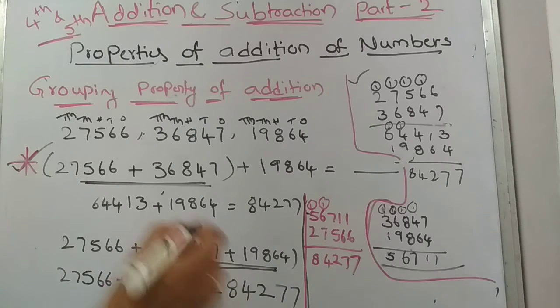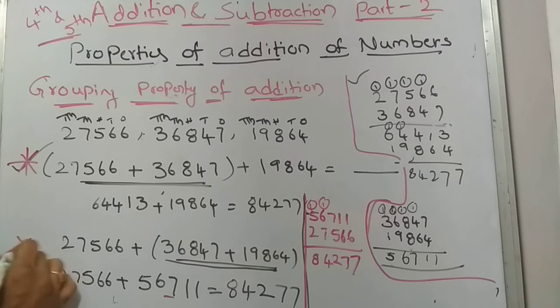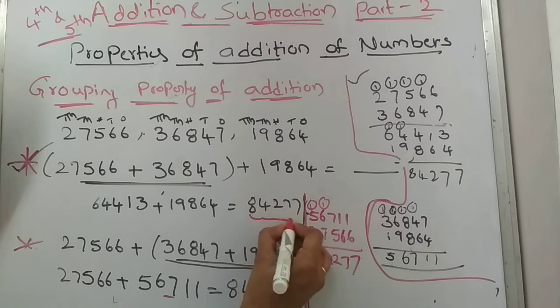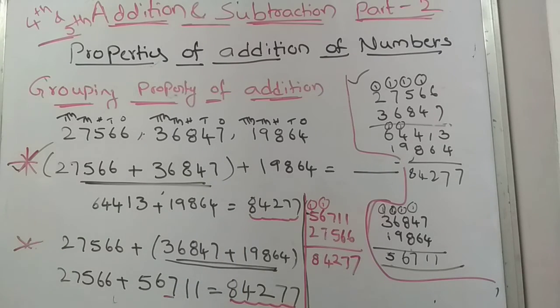What is the answer? Please observe this one. This is the second one. 8, 4, 2, 7, 7 and 8, 4, 2, 7, 7. Both answers are the same, but the grouping is different. Here, the first two numbers are one group. Here, the last two numbers are one group. This is called the grouping property of addition.